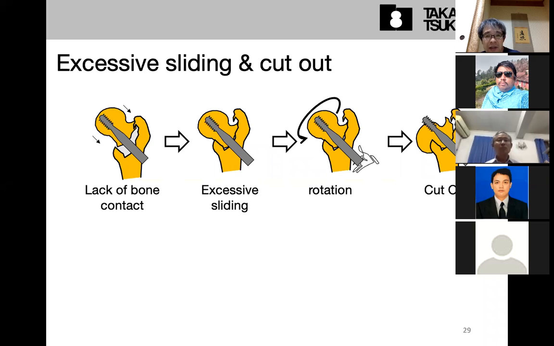So to prevent the cutout, first we must prevent the excessive sliding, and second prevent the rotation. In some patients there is first sliding and then rotation, but in other fractures they occur simultaneously. With the sliding, at the same time the rotation can occur, and finally cutout can occur.